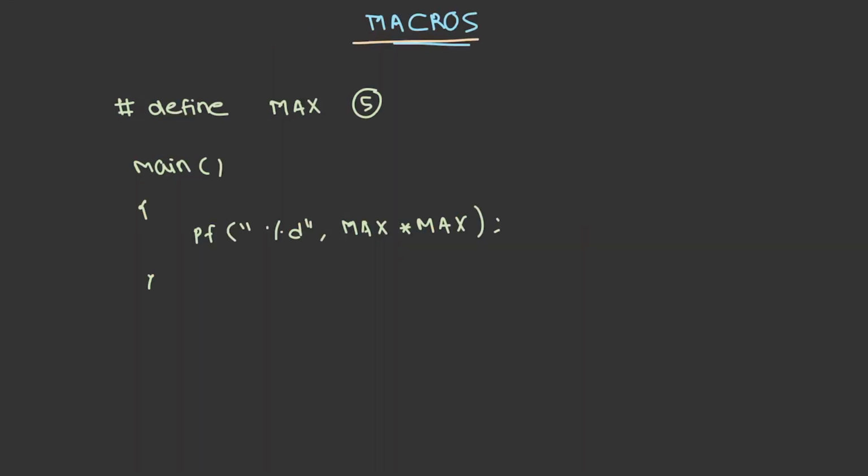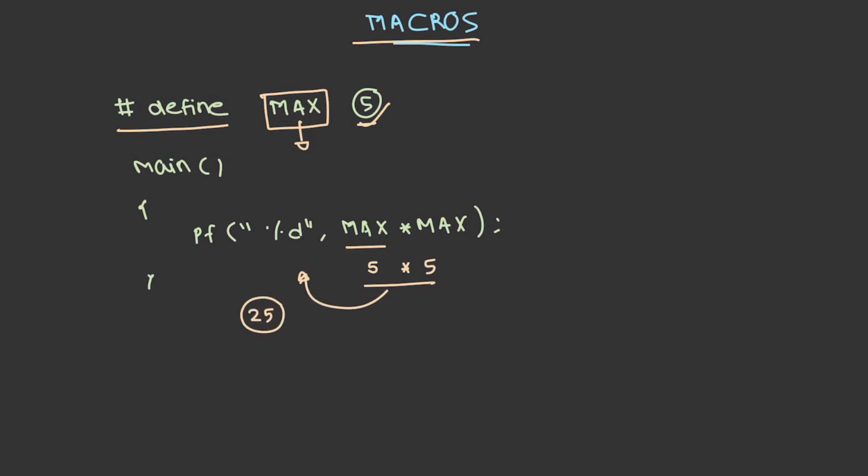Let's try to understand macros. Macros are defined by using the hash define keyword followed by any identifier that can be written here and the replacement. The identifier throughout the program will be replaced with this replacement. If we see this example, max will be replaced with 5. 5 times 5 is 25 and the output will be 25.